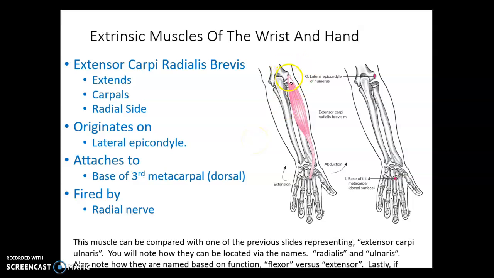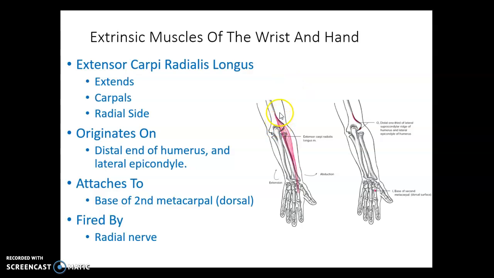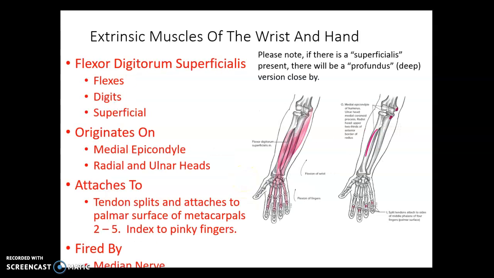See that? So brevis originates over here in the lateral epicondyle. Longus originates on the distal end of the humerus and the epicondyle. And it's run by the radial nerve. Now we'll get back to a flexor.